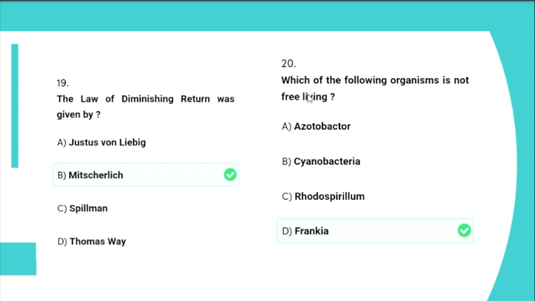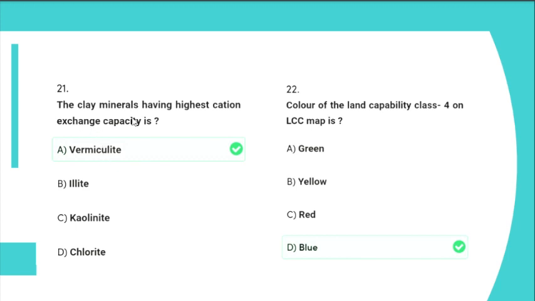Next question: which of the following organisms is not free living? Here options A, B, C are all free living except Frankia. Next question: the clay mineral having the highest cation exchange capacity? Here the answer is option A, vermiculite. And as you know, kaolinite is the mineral having the lowest cation exchange capacity.